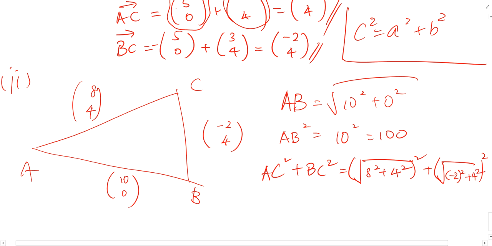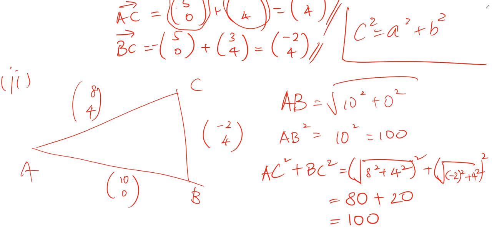So if I'm squaring a square root, might as well not write anything, right? So they cancel off. So 8 square plus 4 square is 64 plus 16, which is 80. Plus negative 2 square is 4. 4 plus 16 is 20, which is 100. Am I right? Or anybody lost?